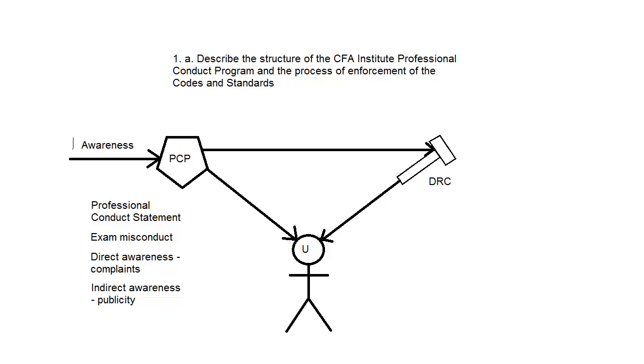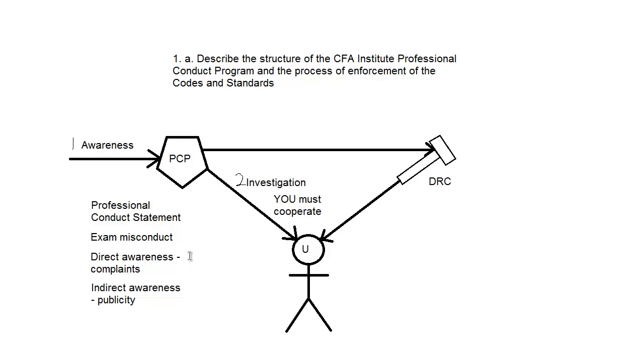Now, once they've become aware, the logical step is for them to investigate. So let's put that down here. Investigation. That is what I would call step 2. When the PCP find out about any alleged dodgy behavior, they can open an investigation. It is your responsibility to cooperate with them. So let me just write that down. You must cooperate.